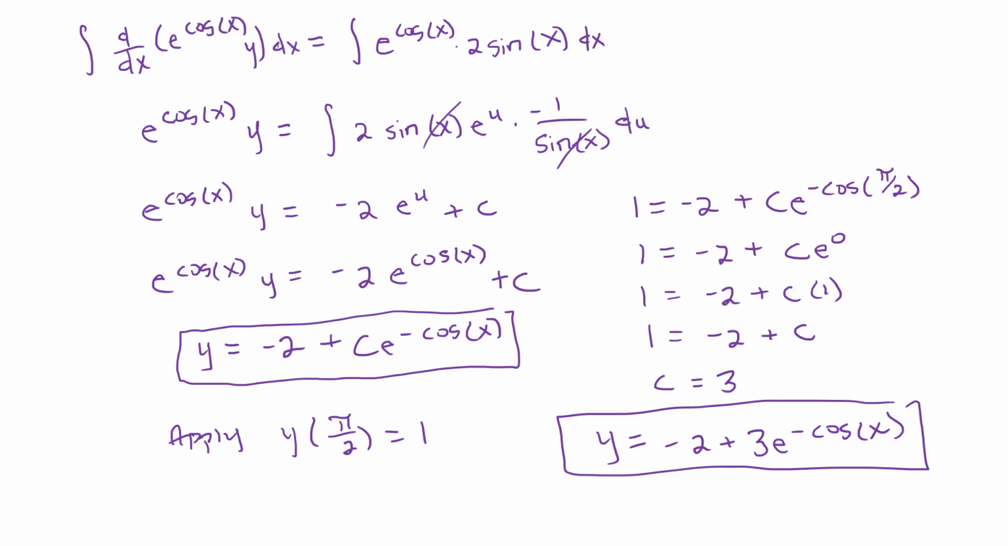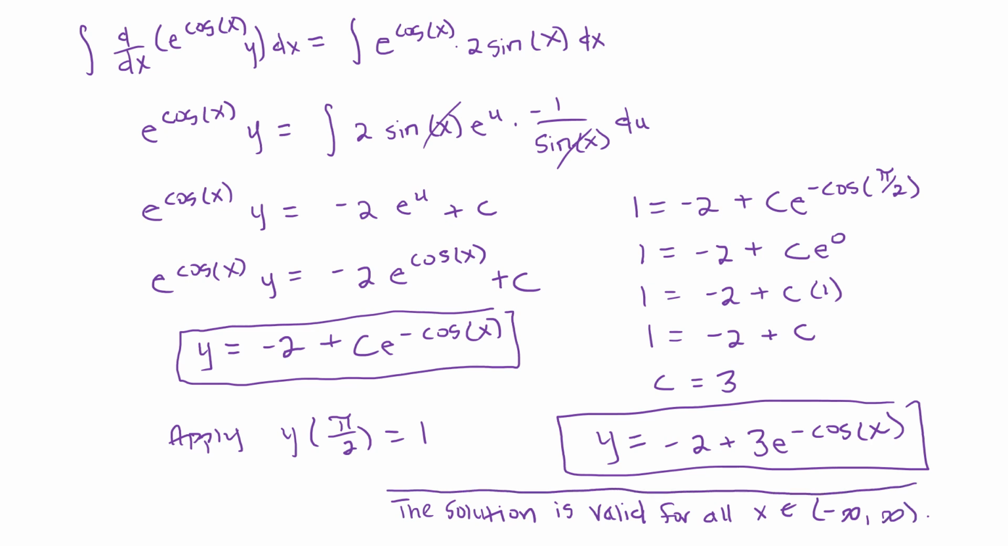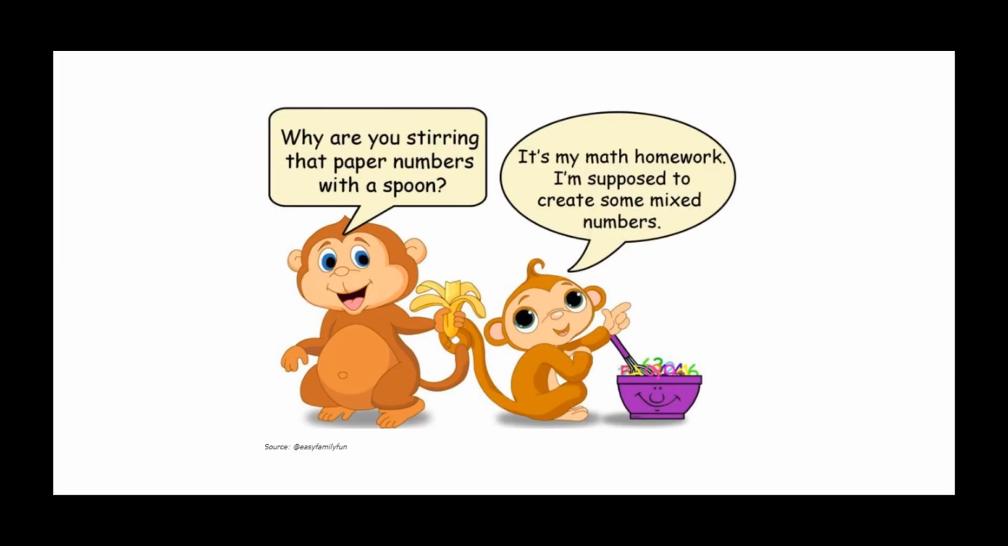Okay. All right, so we need to then state where this solution is valid. So the solution is valid for all x that exists between negative infinity and infinity. Alrighty, great. That concludes the end of section 2.3. Enjoy.